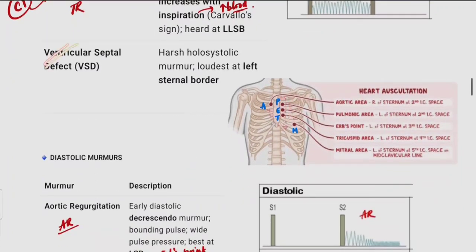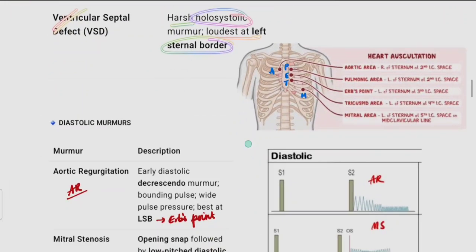Alright, next you have VSD. VSD is a harsh holosystolic murmur, loudest at the left sternal border.